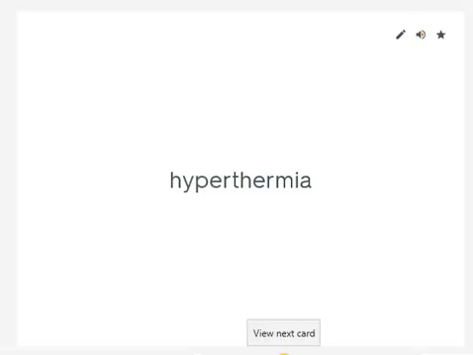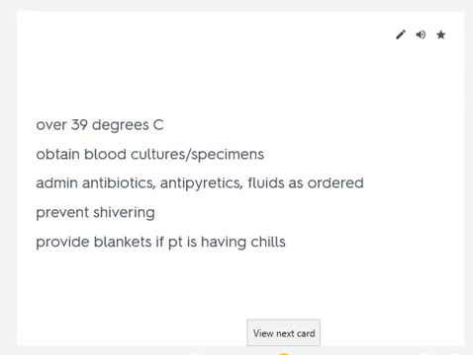Hyperthermia. Over 39 degrees Celsius. Obtain blood cultures, specimens, administer antibiotics, antipyretics, fluids as ordered. Prevent shivering. Provide blankets if PT is having chills.